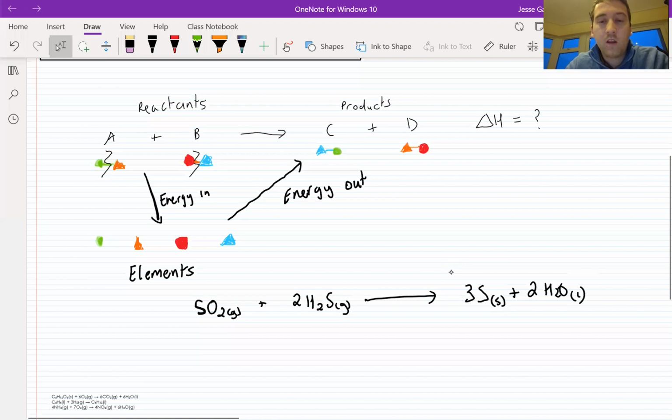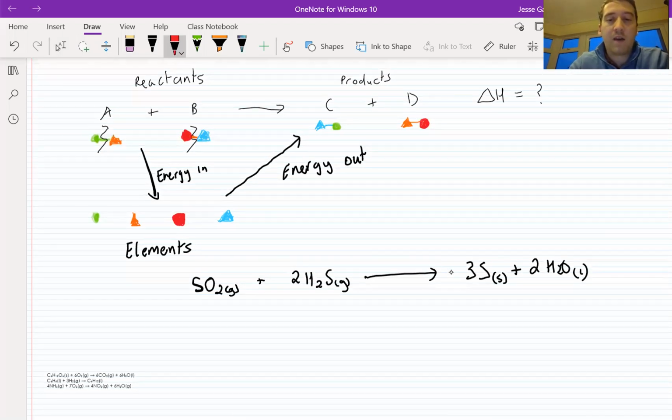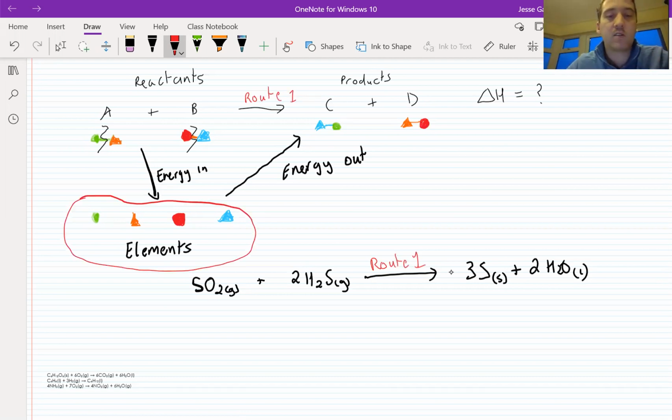Now, we can consider this reaction to have happened all in one step, like this route. We call this route 1, which is the direct step. Just SO2 plus 2H2S gives you 3S plus 2H2O. We can consider this as the reaction all happening in one go, similar to this arrow up here. We're not considering the step in between. And we know in reality what really happens is that bonds have to be broken to give you the elements, and then the elements rejoin to give you the products. But we don't always have to think of chemical reactions like that. We can just think of them as a one-step process.